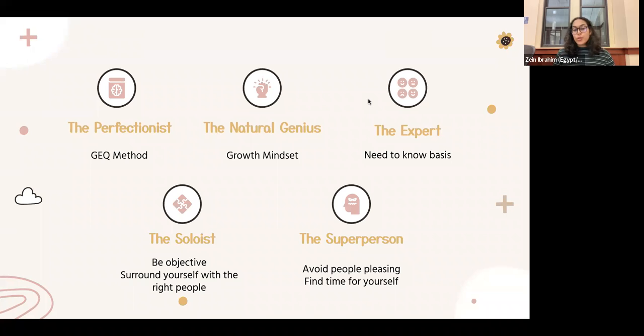The last thing is for the super person. Chances are, if you're running in super mode and you're a workaholic and you're doing all these things, you're also a people pleaser. So you usually strive to do good, not only for yourself, but for others. You want to impress, and taking on extra responsibility is your idea to get there.